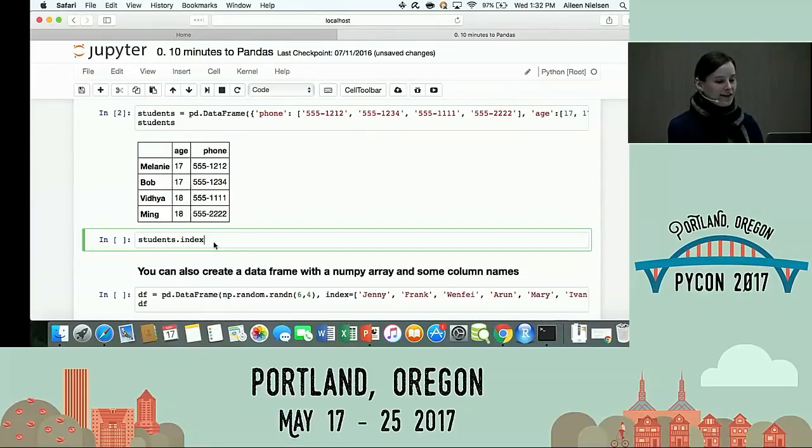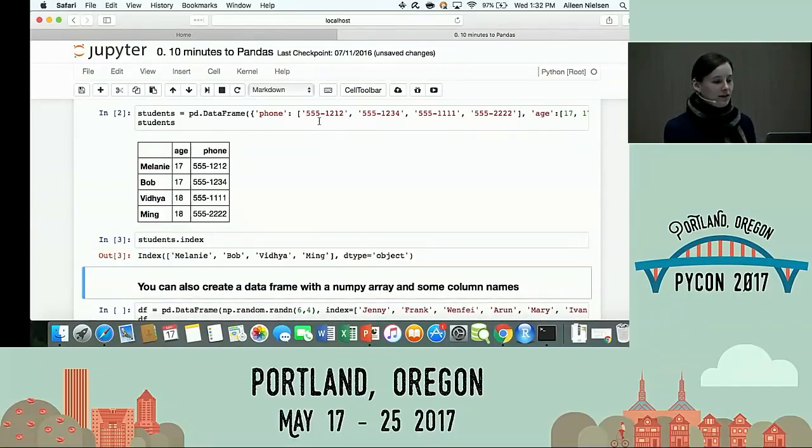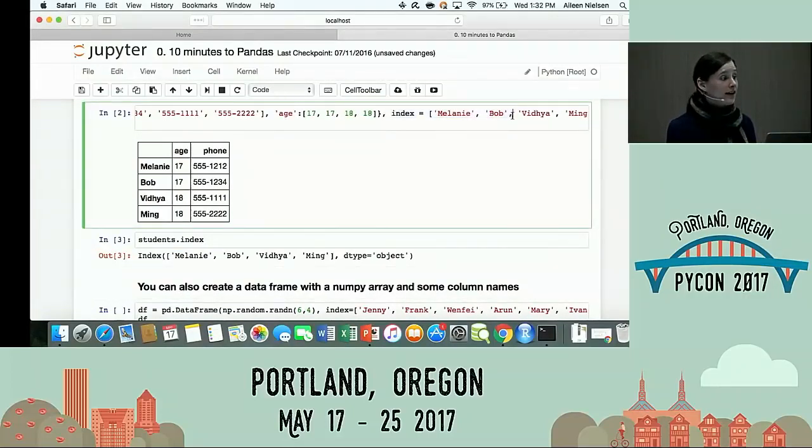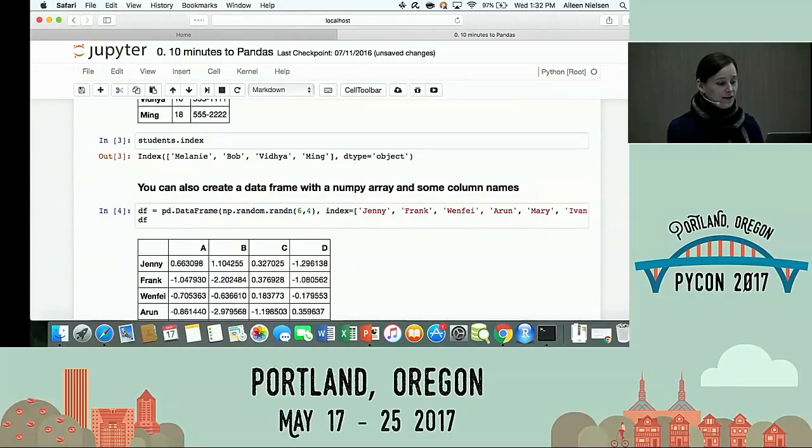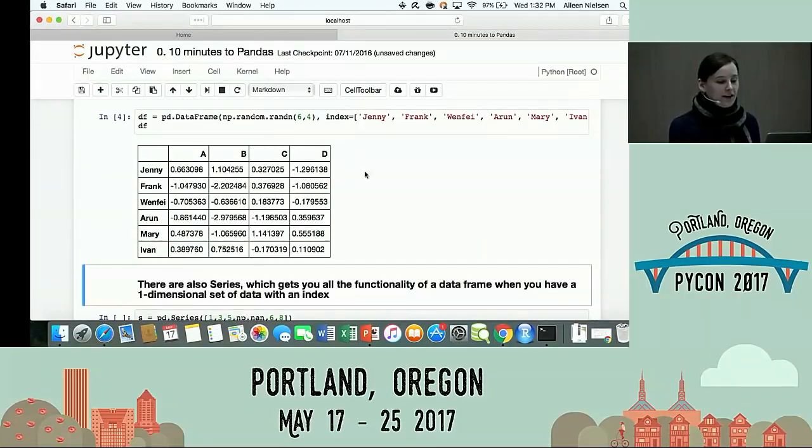Every data frame has an index. If you don't know what it is, you can take a look at it. In this particular case, up here I actually assigned my index. It's important to understand that indices exist and that we can use them. We're going to use them today to index by time. So that's why I want you to know about indices. You can also create a data frame with NumPy arrays and column names. So that's what I did here. Same thing, right? So I have an index.